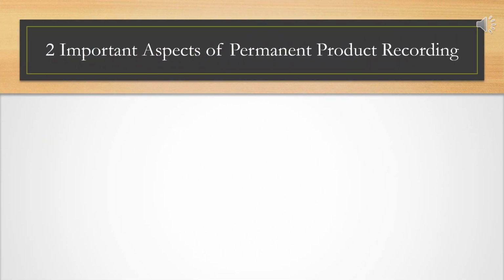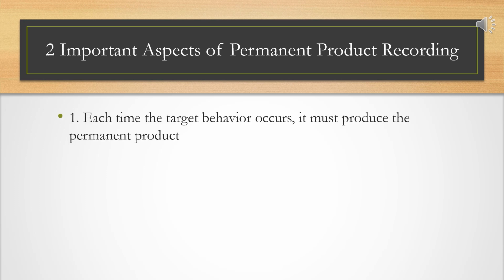The following are two very important aspects of permanent product recording. Number one, each time the target behavior occurs, it must produce the permanent product. If a client engages in aggressive behavior and only produces a hole in the wall 1 instance out of 10 instances of aggression per session, you probably should consider a different method other than permanent product recording. You want to obtain accurate information about the occurrence of behavior. Therefore, you should only use this method if behavior will reliably and consistently produce the outcome that you are measuring.